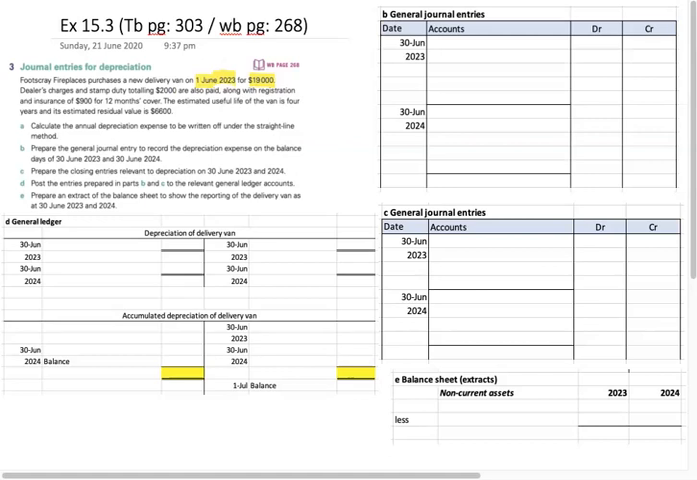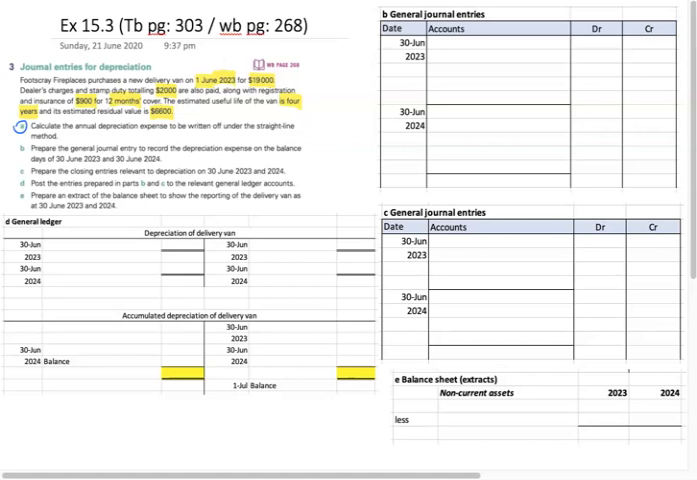And also delivery charges and stamp duty totaling $2,000 are also paid, along with registration and insurance for $900, which is 12 months cover. We know the estimated useful life of this business is 4 years, and we have a residual value of $6,600. These are the key bits of information that we need to analyse and think about when we're doing this question. Part A is really the calculation section.